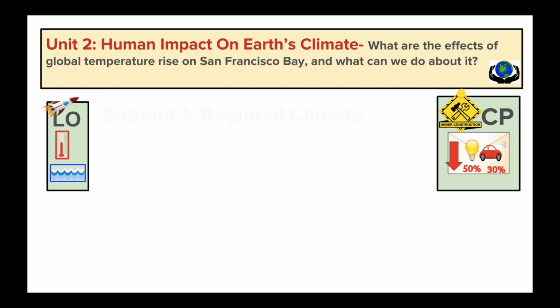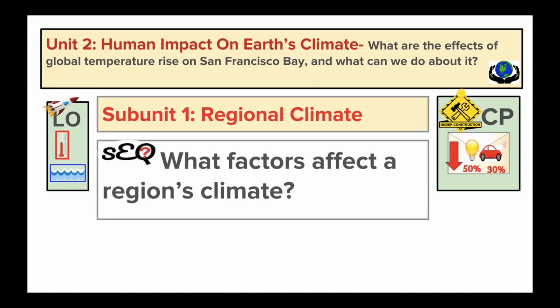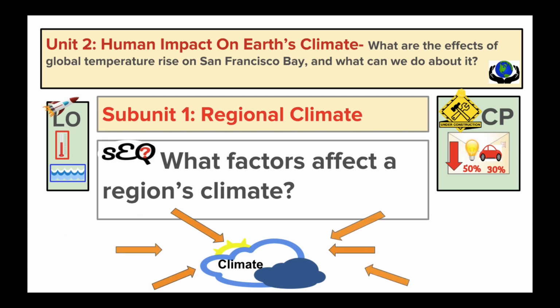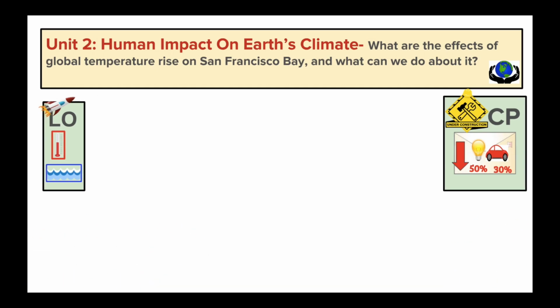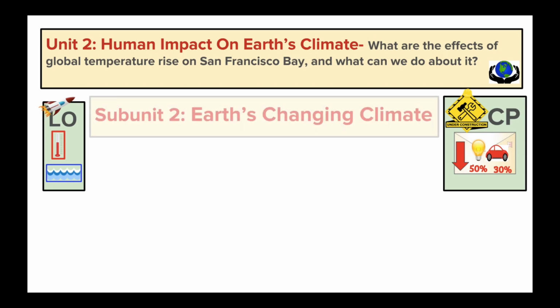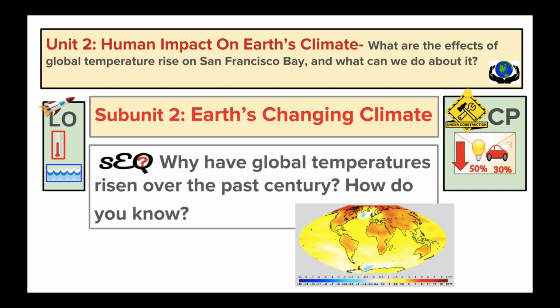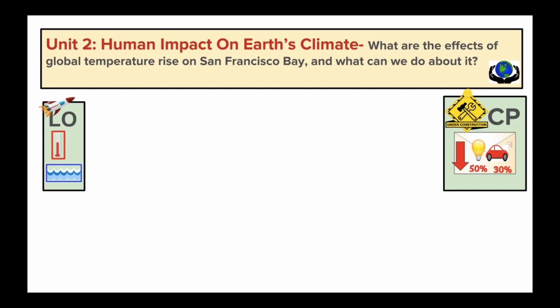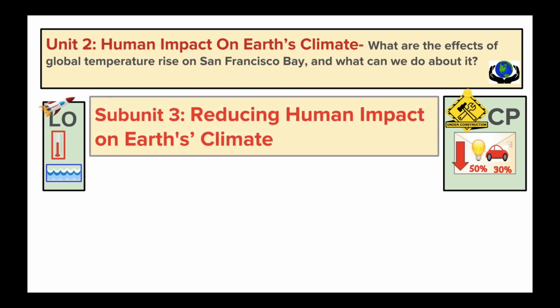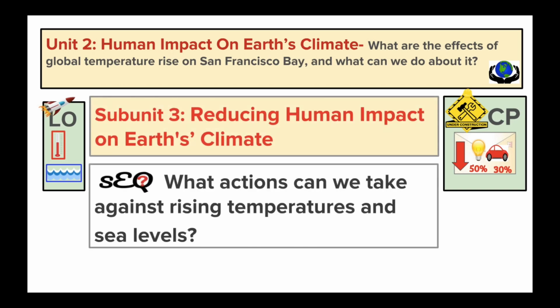Subunit 1 is titled Regional Climate, and the subunit essential question is, what factors affect a region's climate? Subunit 2 is titled Earth's Changing Climate. The subunit essential question is, why have global temperatures risen over the past century? How do you know? Subunit 3 is called Reducing Human Impact on Earth's Climate. The subunit essential question is, what actions can we take against rising temperatures and sea levels?